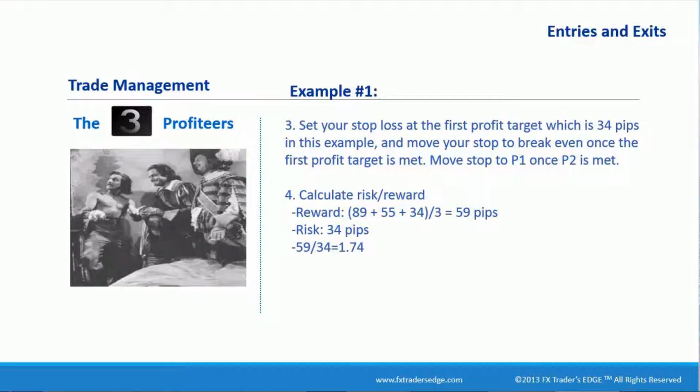The fourth step is to calculate the risk reward. The reward will be 89 plus 55 plus 34 divided by 3 equals 59 pips per trade. And the risk is 34 pips. So the risk reward is 59 over 34 equals 1.74. That's assuming, of course, that all 3 targets are met. If only the first 2 targets are met, then the risk reward goes down.